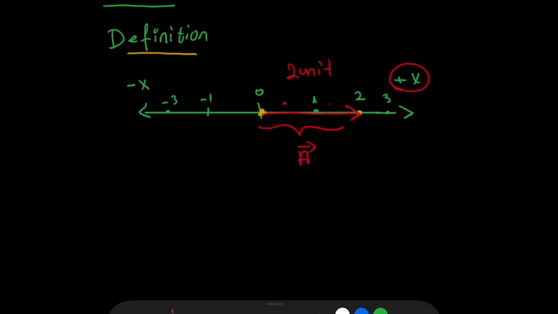Okay, you can also draw here this vector again, b vector is 1 unit and minus x direction.